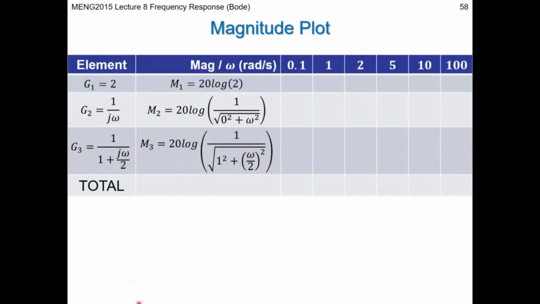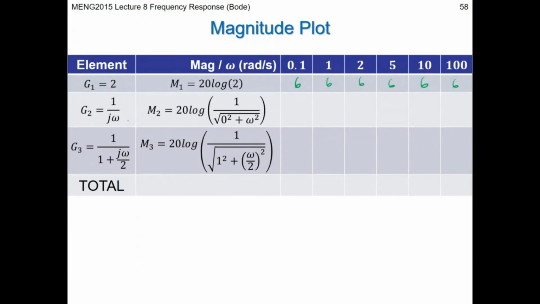So let's do our magnitude plot. I can fill in the table. Our first element, our pure gain, is just going to take the log of it and multiply it by 20. The corner frequency is the frequency at which there's a kind of point of inflection in the magnitude plot. From your pure gain, it doesn't matter what your frequency is because there's no frequency term in here. It's just going to be a constant of 6 decibels.